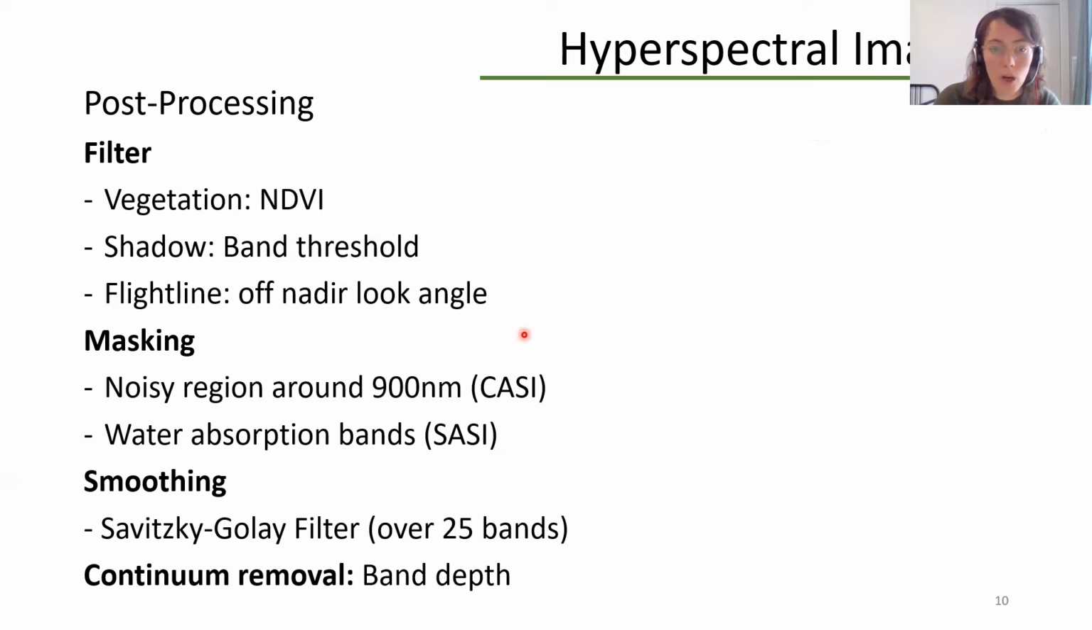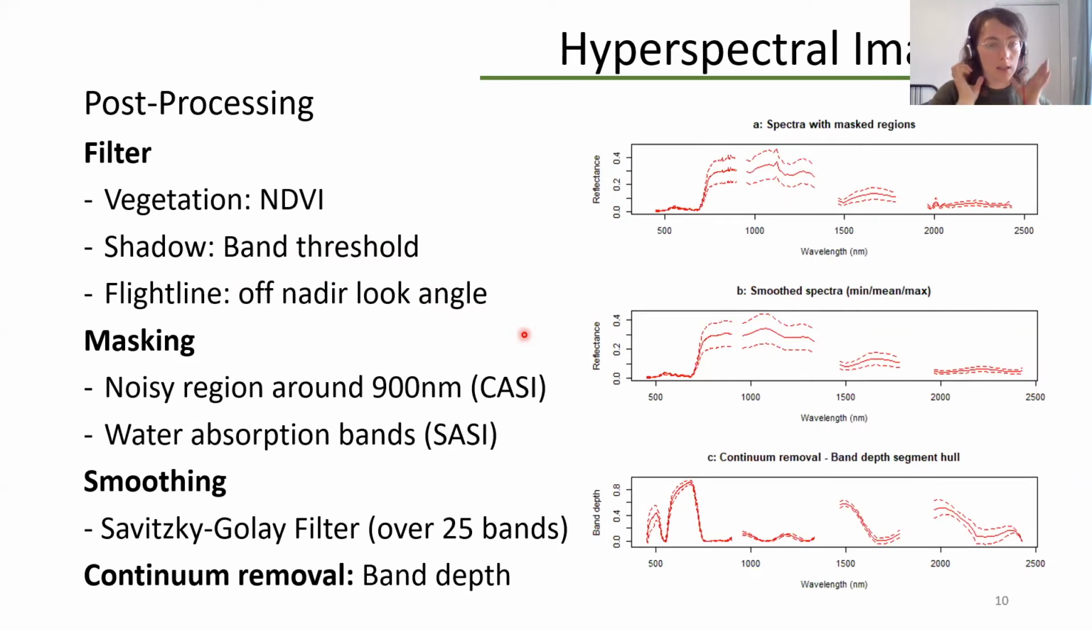Then we also did some transformations of the reflectances, and we masked out a noisy region at the end of the CASI sensor, so at the end of the near infrared, as well as the water absorption bands in the SASI sensor. And then we applied smoothing and a continuum removal. The continuum removal was necessary to address reflectance differences between the different flight lines, because they might be affected by different weather conditions, such as clouds.